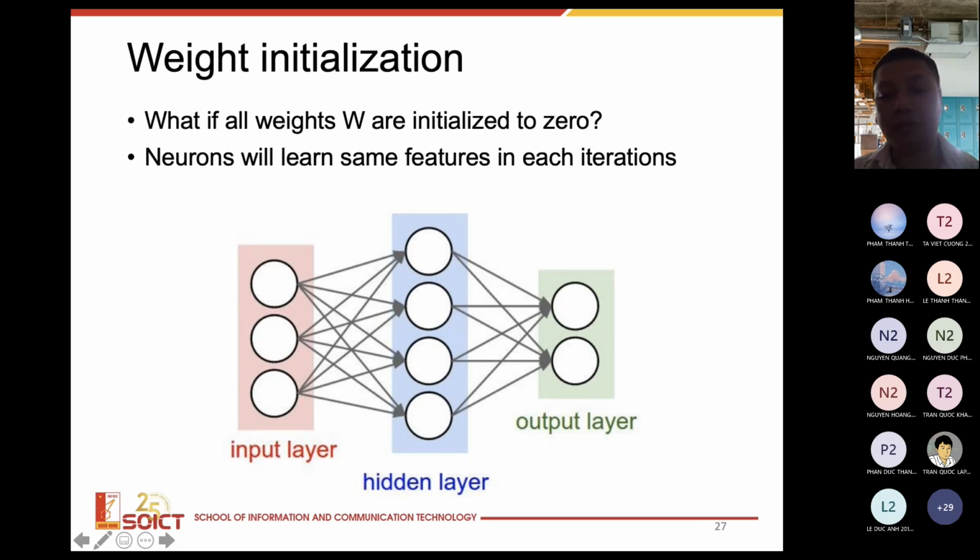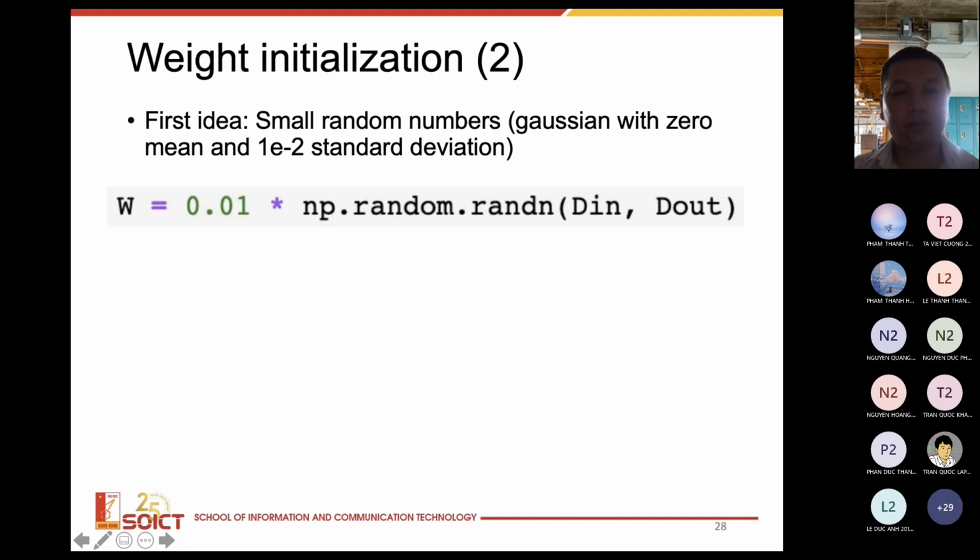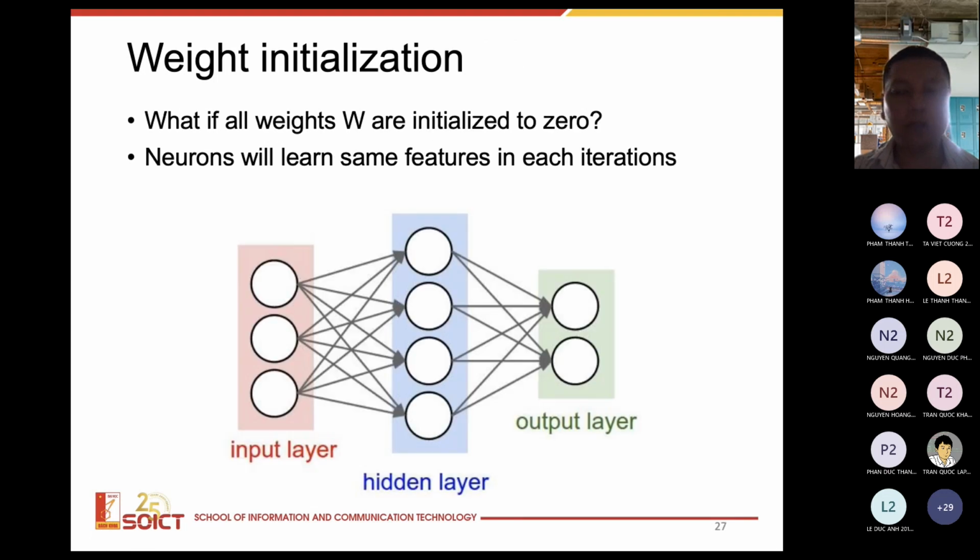Okay, so the first thing to remember is that you should not initialize the weights to be all 0 or all the same value, right? If you have the same value, then you get the same problem. Every neuron will learn the same thing.